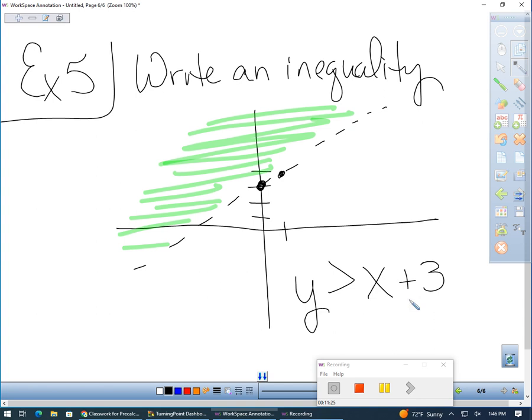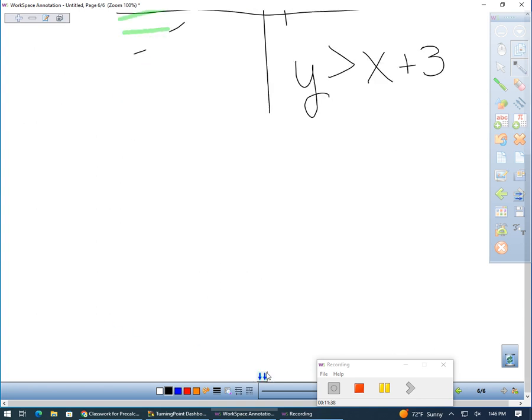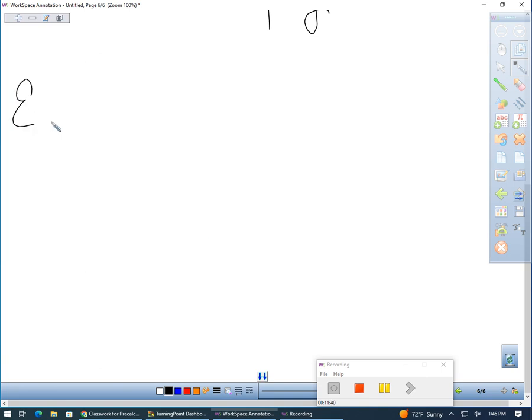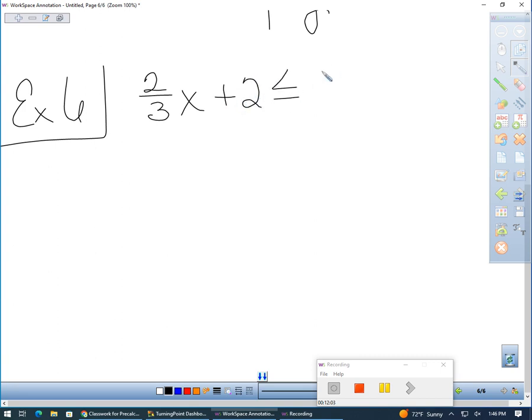All right, so then, last example, if you guys are good. I want to show you one of these because I know a couple people are going to come back and tell me, I had no idea how to do it, so we're going to do it right now. Last example. What if we had something that looks like this? 2/3 x plus 2 is less than or equal to 2/9 y.